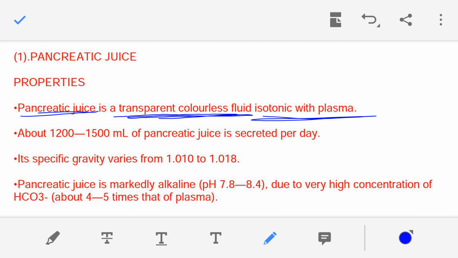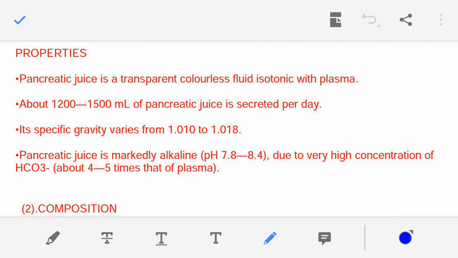Daily in our body, 1200 to 1500 ml of pancreatic juice is secreted, and the specific gravity of the pancreatic juice is 1.0102 to 1.018. Pancreatic juice is slightly basic, it is slightly alkaline, and the pH of the pancreatic juice is 7.8 to 8.4. So this is the range of the pH for the pancreatic juice.